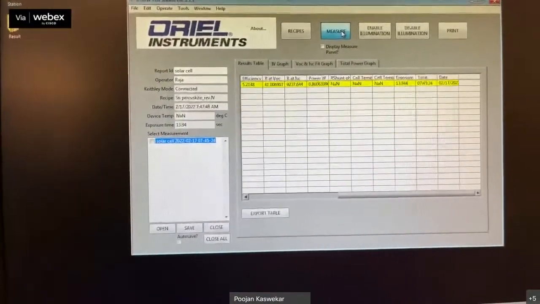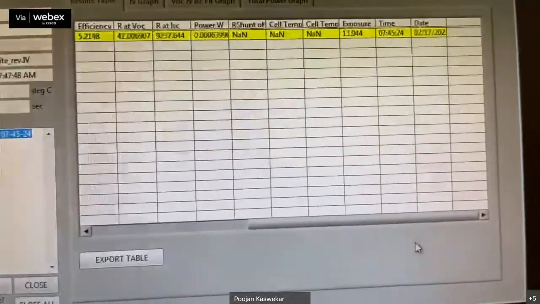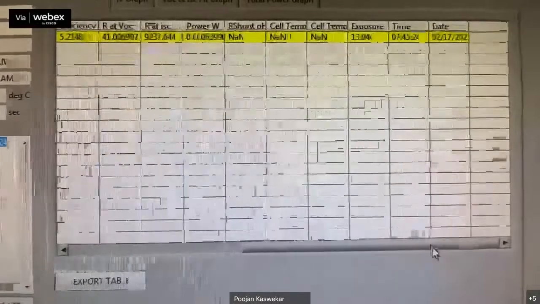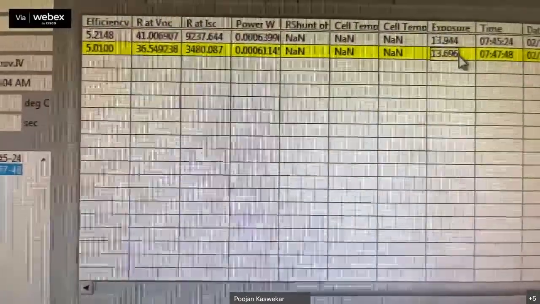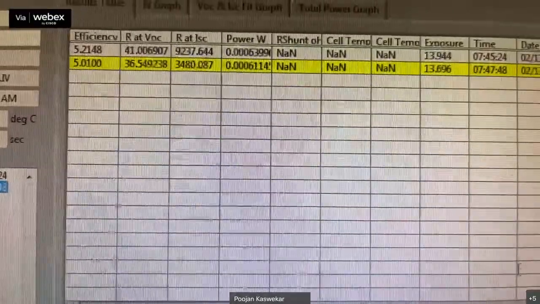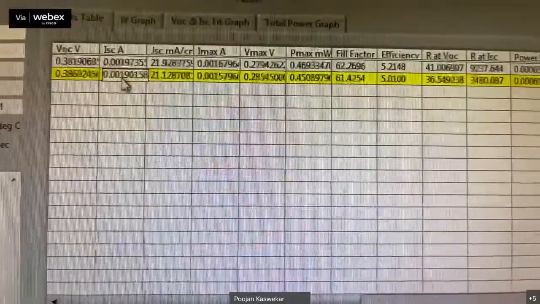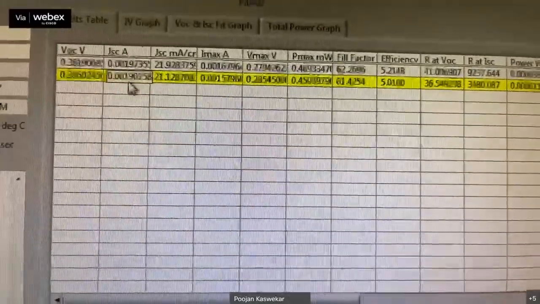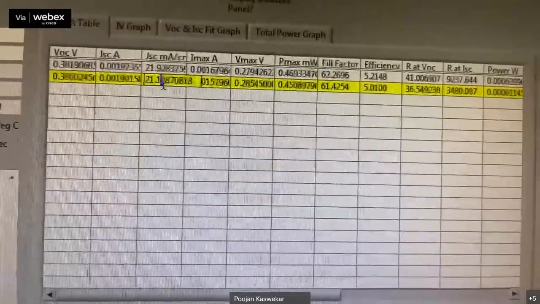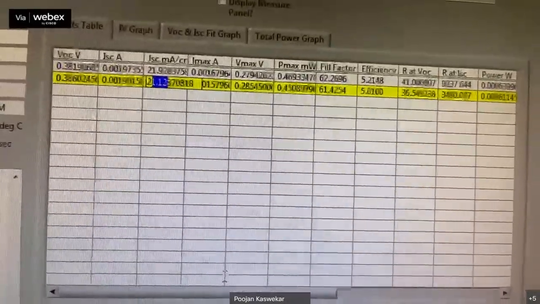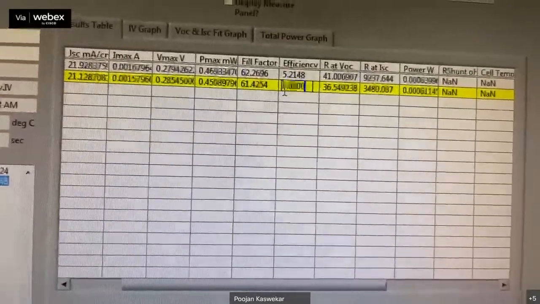So it's going to take 13 seconds exposure time. See, 13.69 seconds of exposure time. And my VOC is 0.386 and JSC is 0.00190, that is 1.9 milliamp. And JSC is 21.12 milliampere per centimeter square. And my efficiency is 5.01.